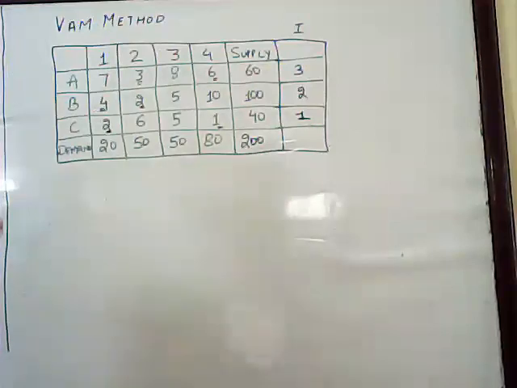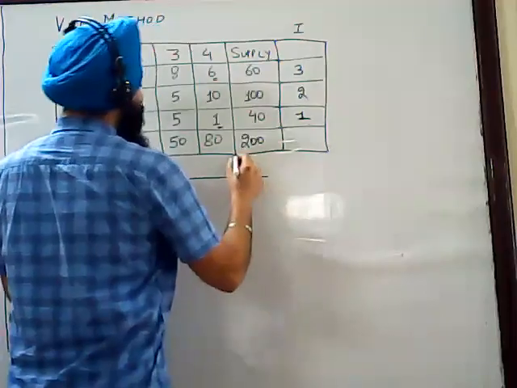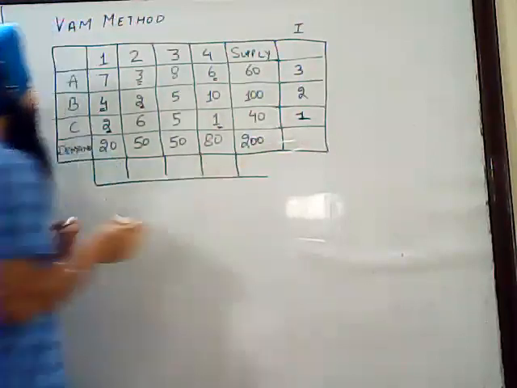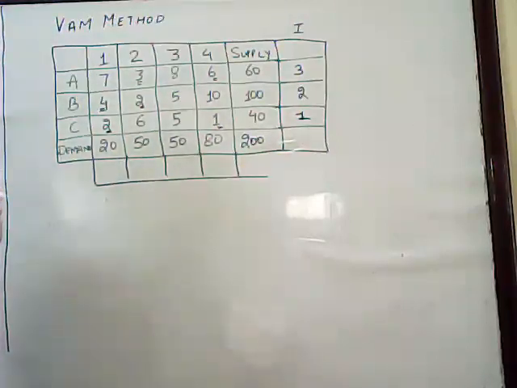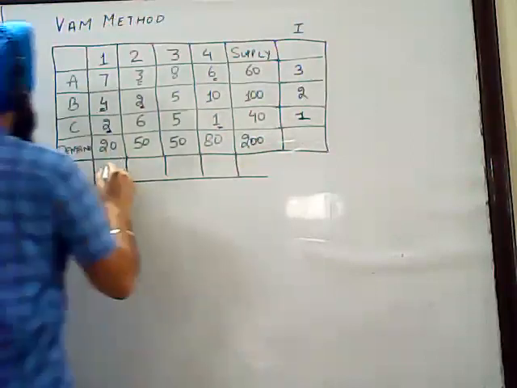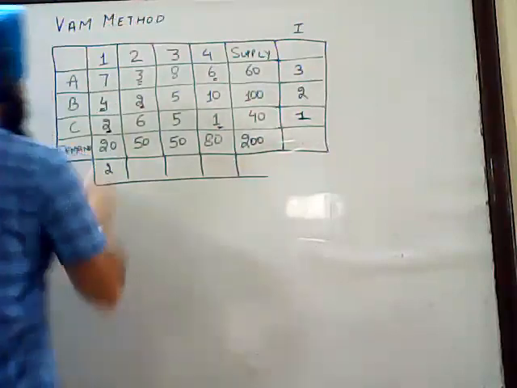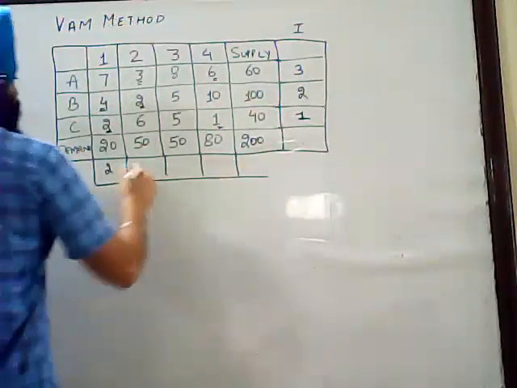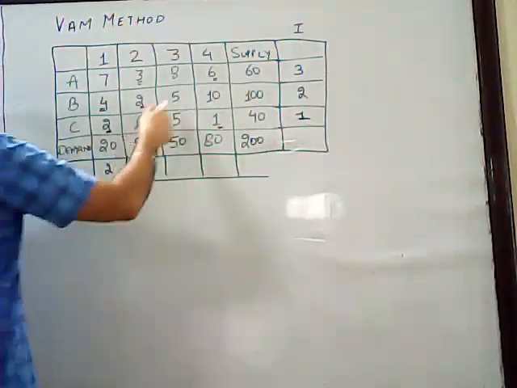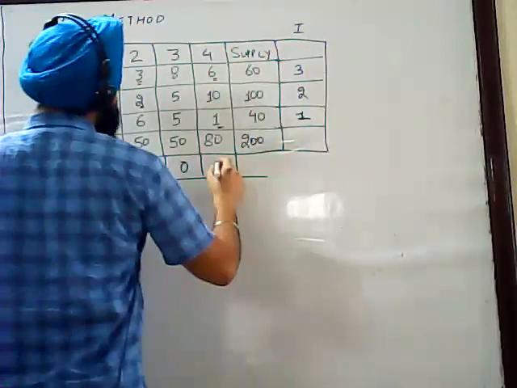Similarly, find the minimum element from each column and the next minimum element. The minimum element from the first column is 2 and the next minimum element is 4. So 4 minus 2, the value will be 2. In the second column, the minimum element is 2 and the next minimum element is 3. So 3 minus 2, the value will be 1. In the third column, the minimum element is 5 and 5. So 5 minus 5 will be equal to 0. In the fourth column, 6 minus 1, the value will be 5.